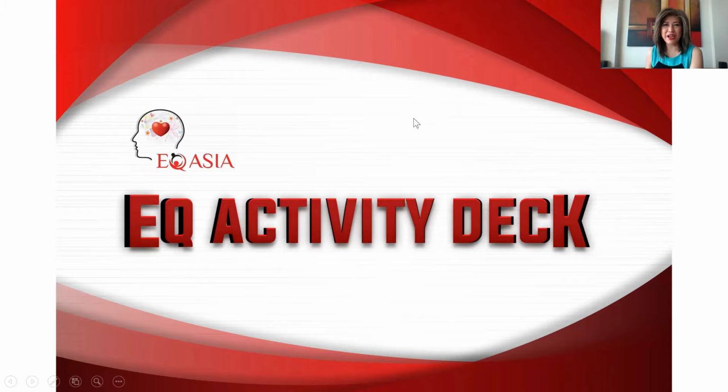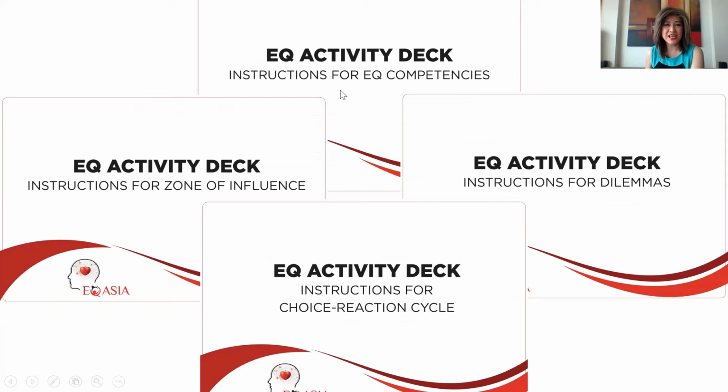So in this activity deck, we've got 4 main decks. The first one is, of course, a little bit of information about the EQ competencies based on our EQ competency framework, where of course you know there are 9 competencies. Now on the back of the card that looks like this, there are instructions, but I'll go through some of them with you all just to share with you how we use them.